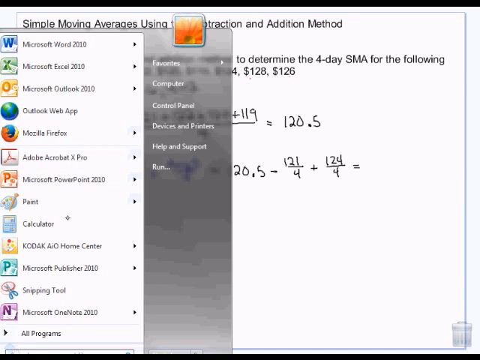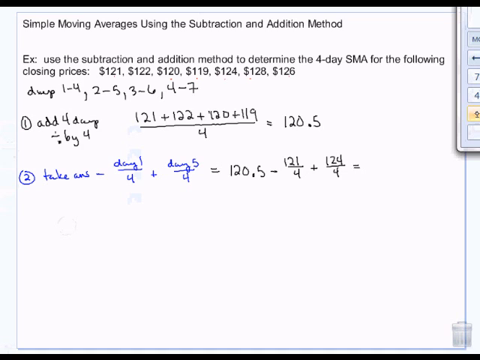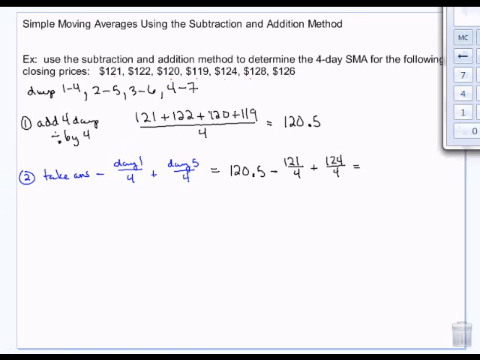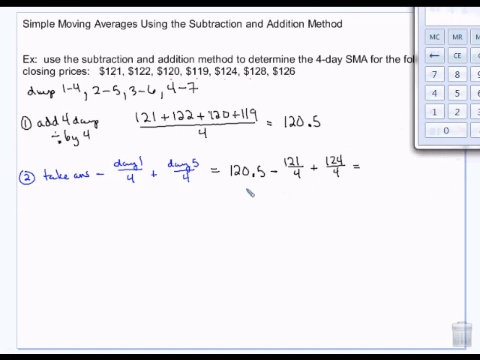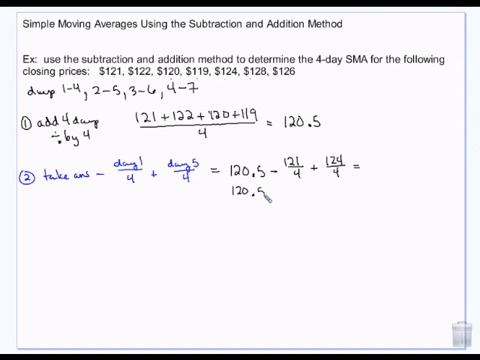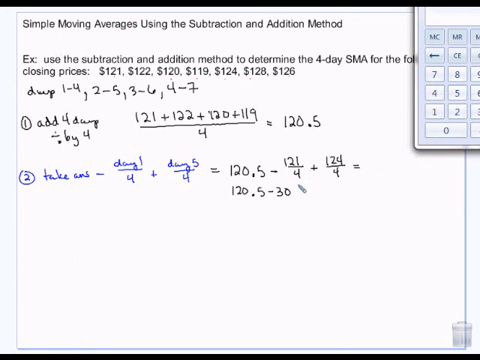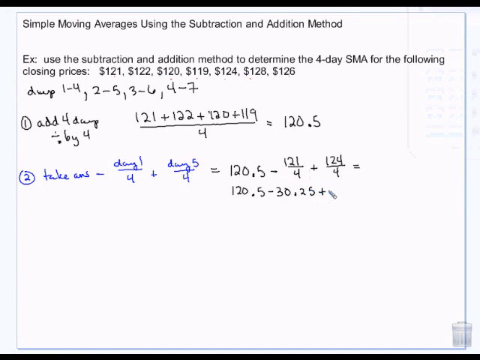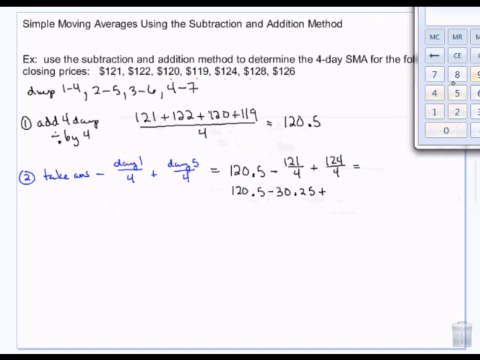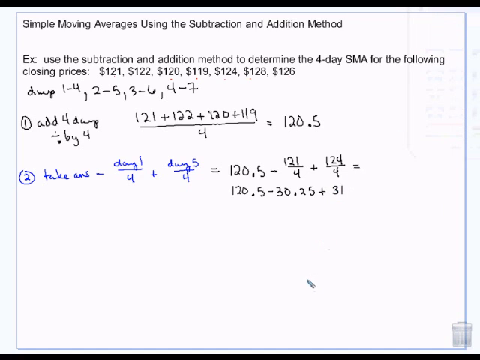121 divided by 4 is a decimal. So 30.25. So that's 120.5 minus 30.25. Plus, and then I do 124 divided by 4. Plus 31. And when I do that, I take that 120.5, I take out day 1, I put in day 5, and that gives me 121.25.